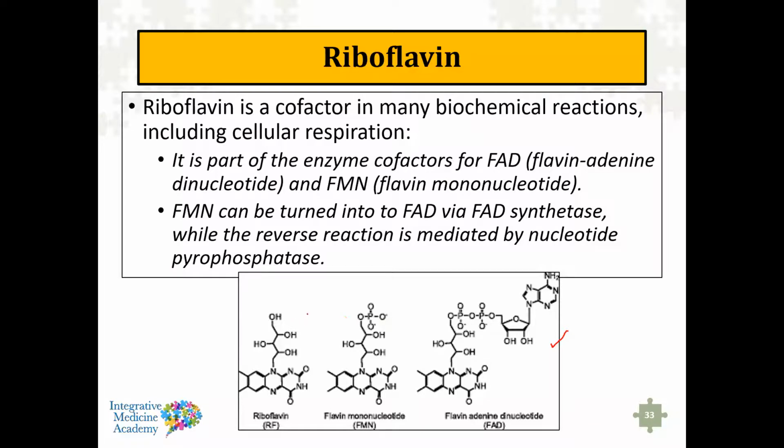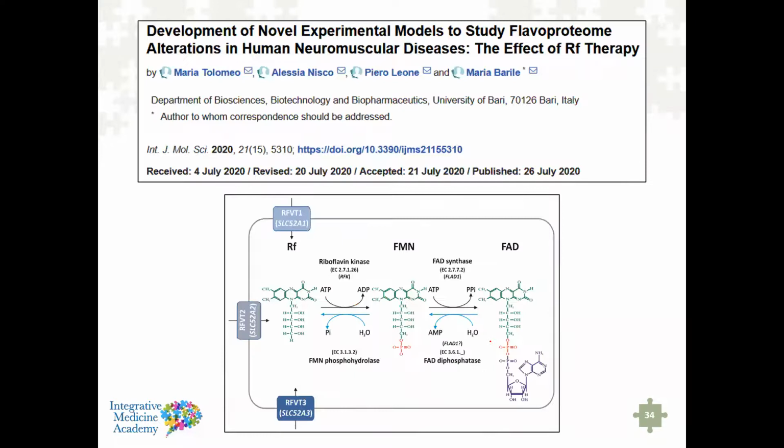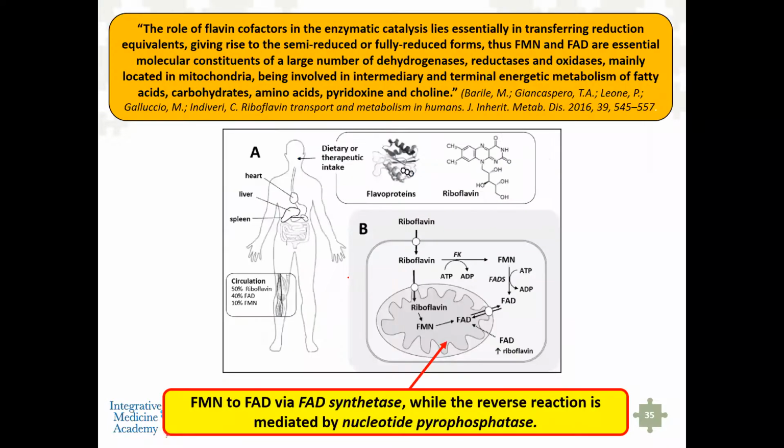So riboflavin gets converted to these different forms. First, riboflavin gets converted by riboflavin kinase to flavin mononucleotide, and then eventually to the flavin adenine dinucleotide form. Now notice that it requires ATP. So we actually need ATP from our mitochondria in order to make these conversions. And this occurs, by the way, with other vitamins; converting pantothenic acid to coenzyme A actually requires ATP. So there's a metabolic demand needed to get these vitamins into a form that is utilizable by the body.